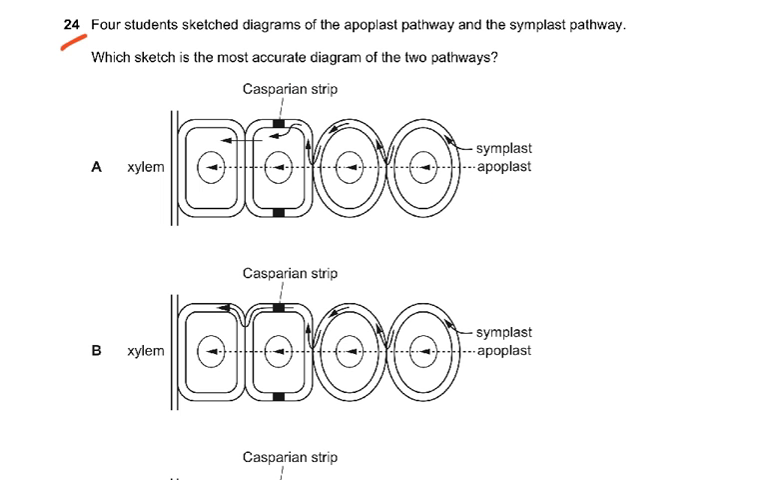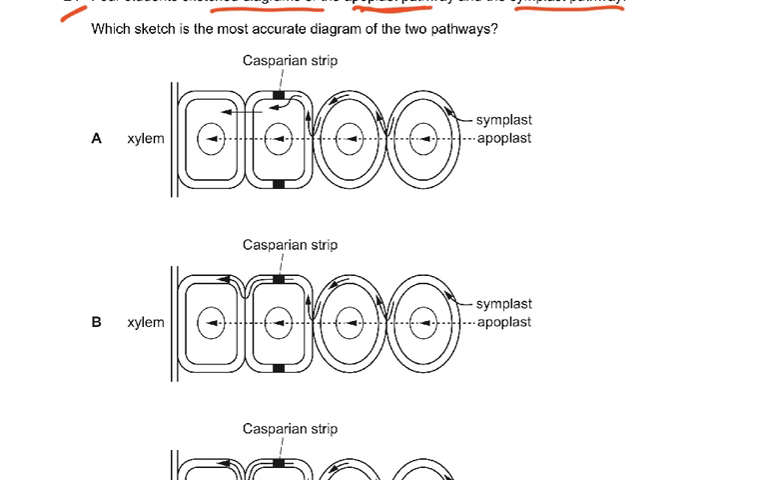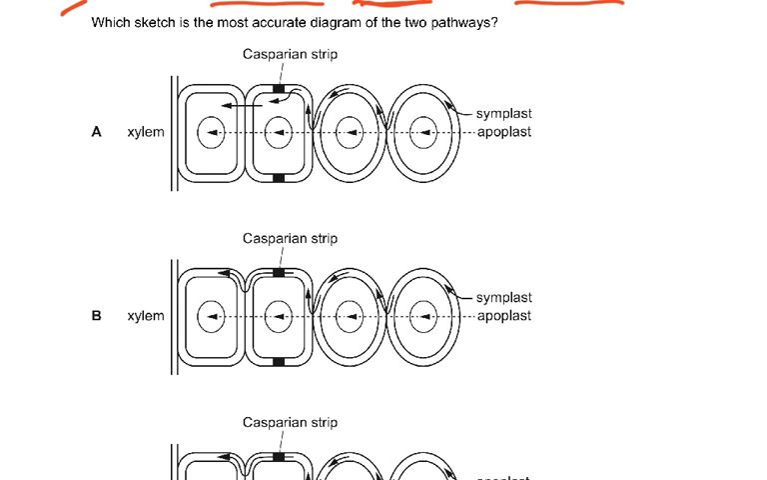Question number 24. Four students sketch diagrams of the apoplast, which is through the cell wall, and the symplast, which is through cytoplasm to cytoplasm. Which sketch is the most accurate diagram of the two pathways? So they've given you different ones. You know, apoplast is along the cell wall, but it doesn't go into the cytoplasm. So this is wrong.